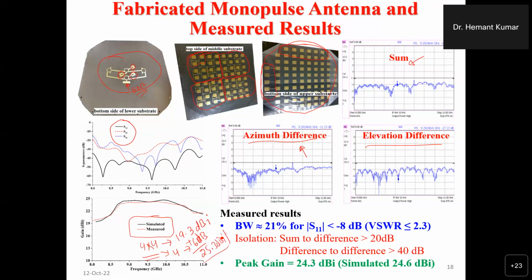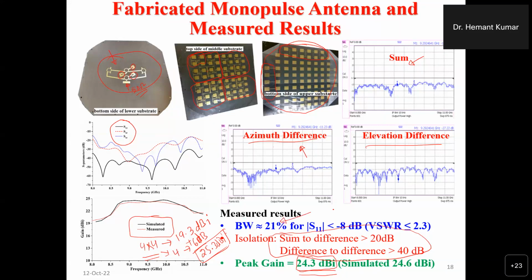But this is the theory. As per antenna theory we should get 25.3 dB. But there are always some losses in the feeding network, and this monopulse comparator will also have some radiation, and because of those losses we are not able to get 25.3 dB. Instead we are getting 24.3 dB measured gain. The isolation is better than 20 to 40 dB for sum to difference and difference to difference. And the bandwidth that we have obtained is 21%.